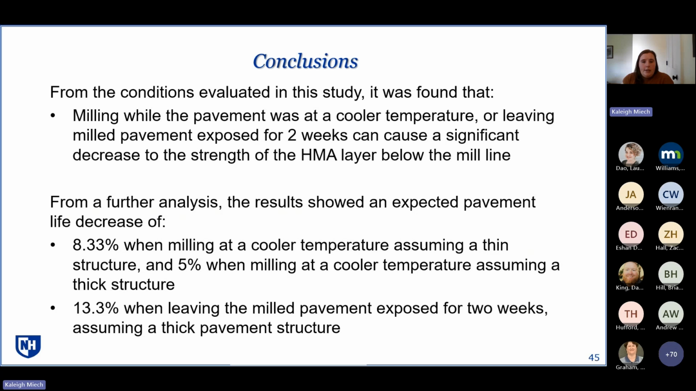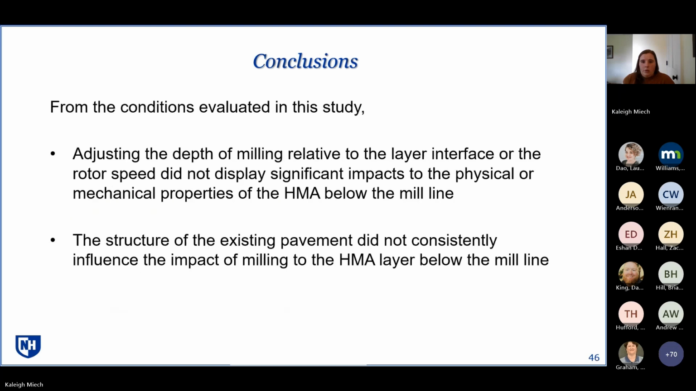We also found that the expected pavement life would decrease by 13.3% when leaving the milled pavement exposed for 2 weeks, assuming a thick pavement structure. In addition, we found that adjusting the depth of milling relative to the layer interface or the rotor speed did not display significant impacts to the physical or mechanical properties of the asphalt layer directly below the mill line. And the structure of the existing pavement did not consistently influence the impact of milling to the HMA layer directly below the mill line.